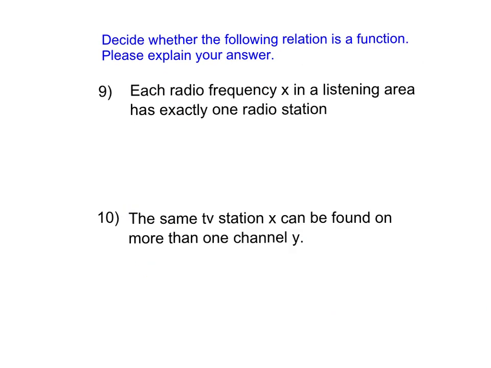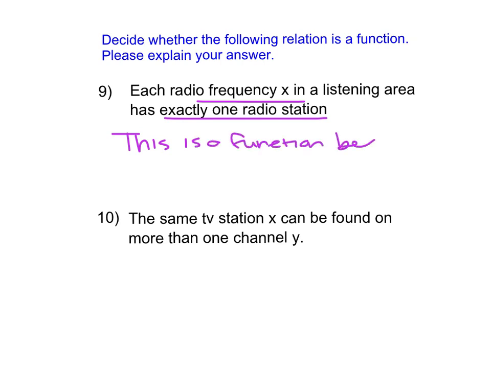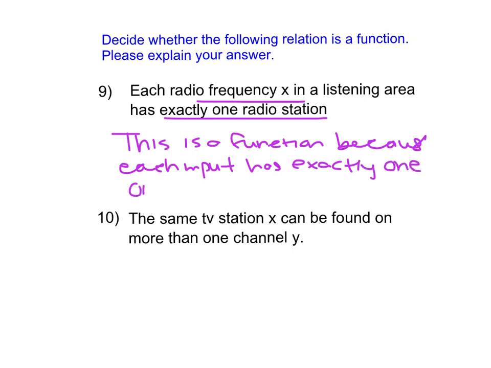All right, and finally looking at this in words, the first one says each radio frequency in a listening area has exactly 1 radio station. So that exactly 1 part is telling us each input has exactly 1 output. So you would say this is a function because each input, which is the frequency, has exactly 1 output.